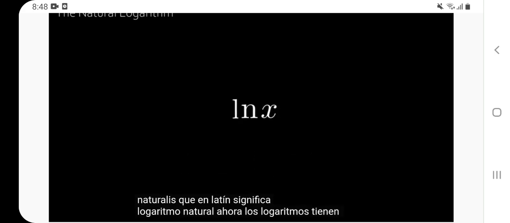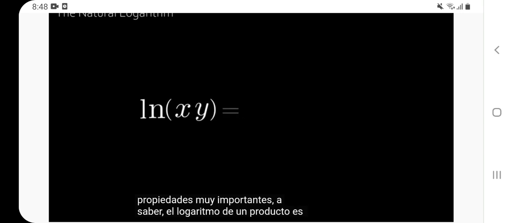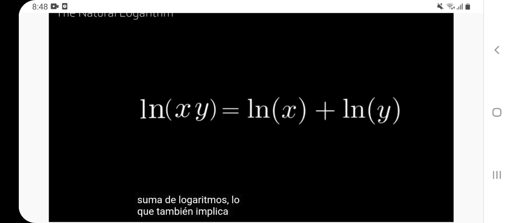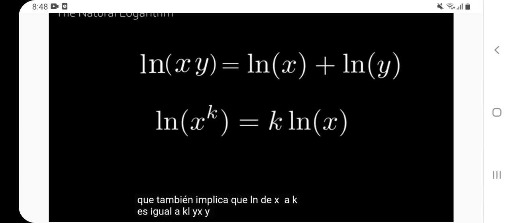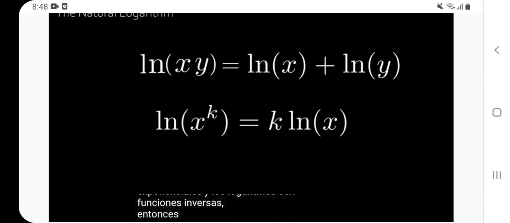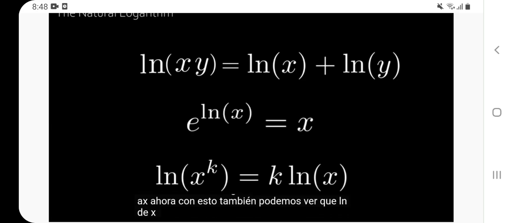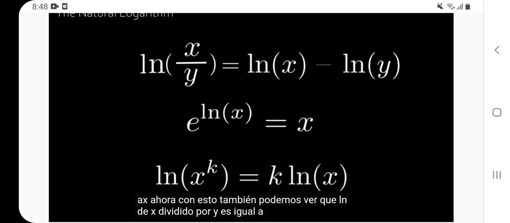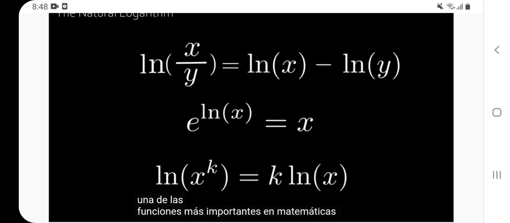Now logarithms have some very important properties, namely the logarithm of a product is the sum of logarithms, which also implies that ln of x to the k is equal to k ln x. And since exponentials and logarithms are inverse functions, then e to the ln x is equal to x. Now with this, we can also see that ln of x divided by y is equal to ln x minus ln y.